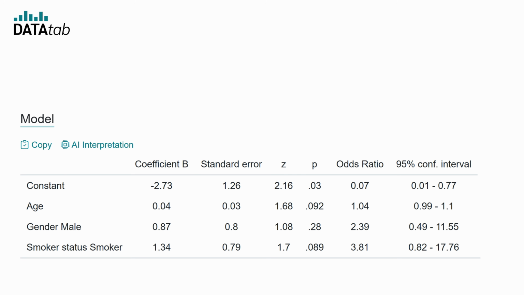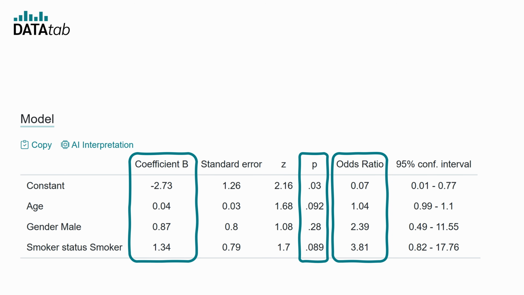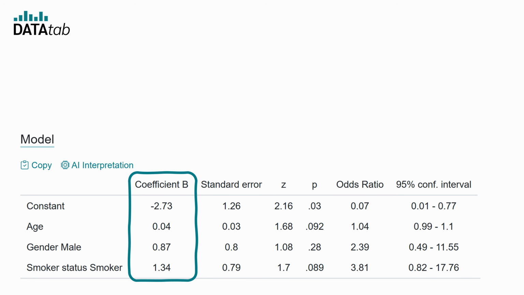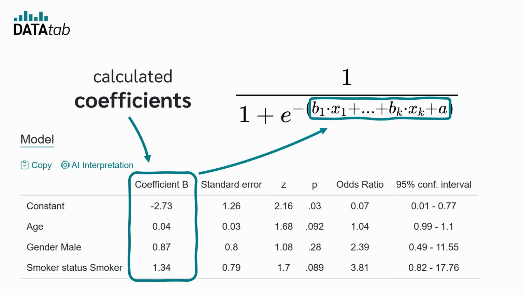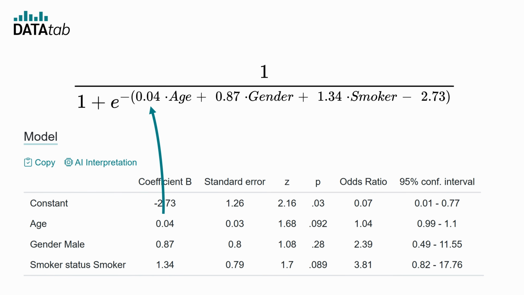The most important parameters are the coefficient B, the p-value, and the odds ratio. We'll now discuss all three columns. In the first column, we can read the calculated coefficients from our model. We can insert these into the regression equation. So we get the coefficients for age, gender, smoker, and the constant.